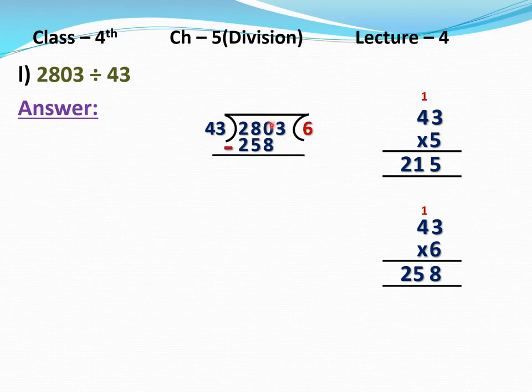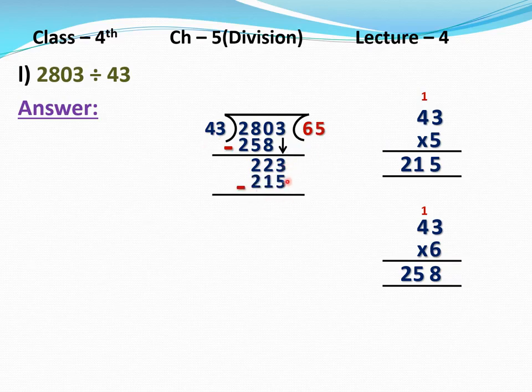Now we will do subtraction. 0 minus 8, it is not possible, so we will take a borrow from this 8. So this 8 will become 7 and this 0 will become 10. 10 minus 8, 2, write 2 here. 7 minus 5, 2, write 2 here, and now take the next number, that is 3. The number formed is 223. Now multiply this 43 by 5. 43 multiply 5 equal to 215. Clear?